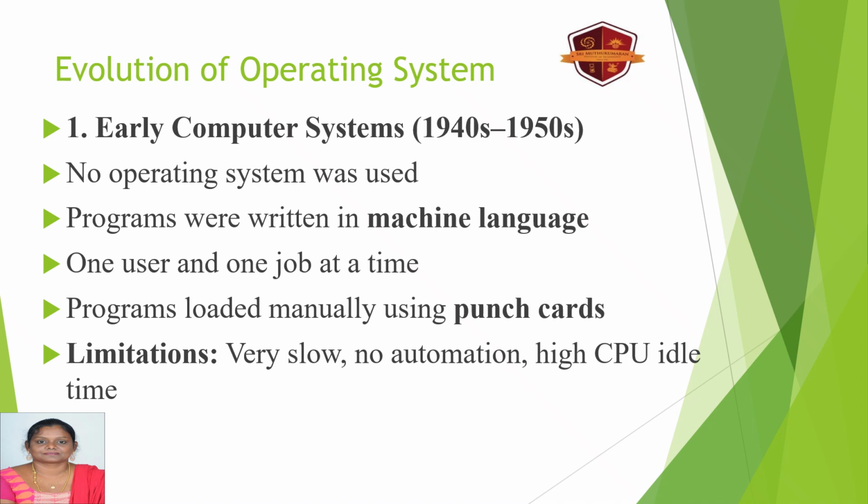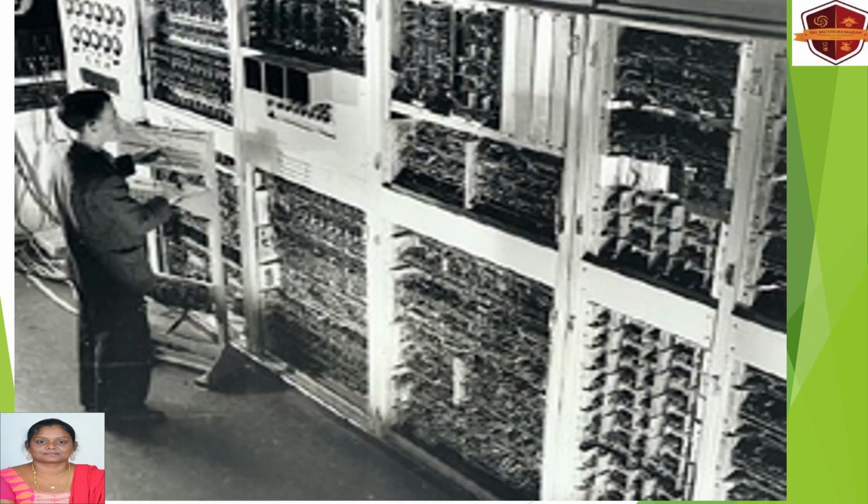There were many limitations in early computer systems. Some of them are: it is very slow, there is no automation, and there is high CPU idle time. This is an example of an early system, the first generation of computers.